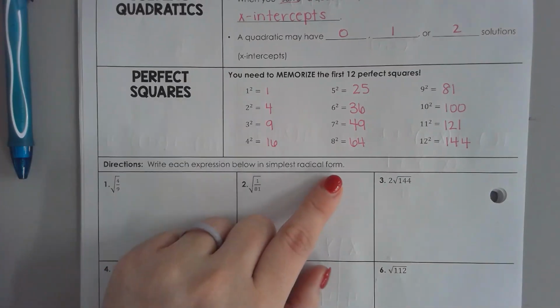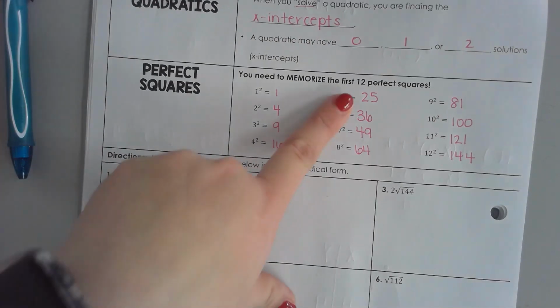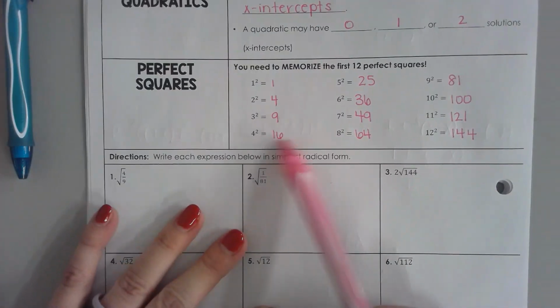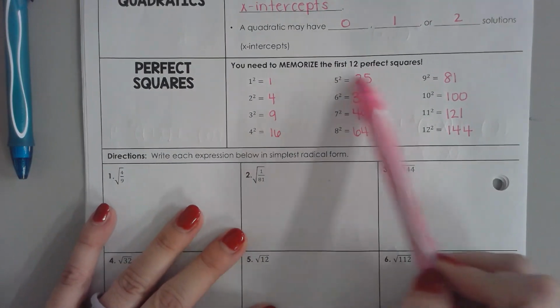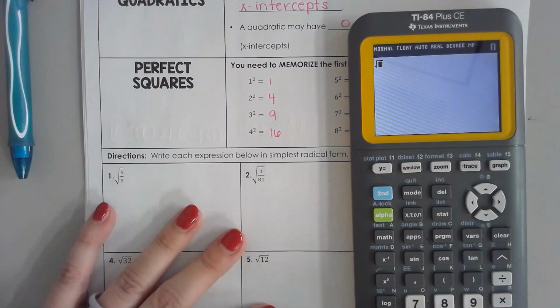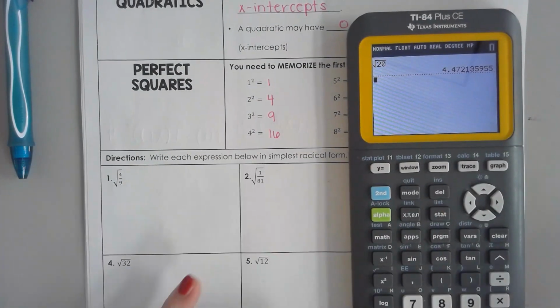Notice if I say what's the square root of 20, it's somewhere between 4 and 5. It's because 20 is somewhere between 16 and 25. If you do the square root of 20, it's 4.47. So it's somewhere between 4 and 5, but it's not a whole number. So 20 is not a perfect square.